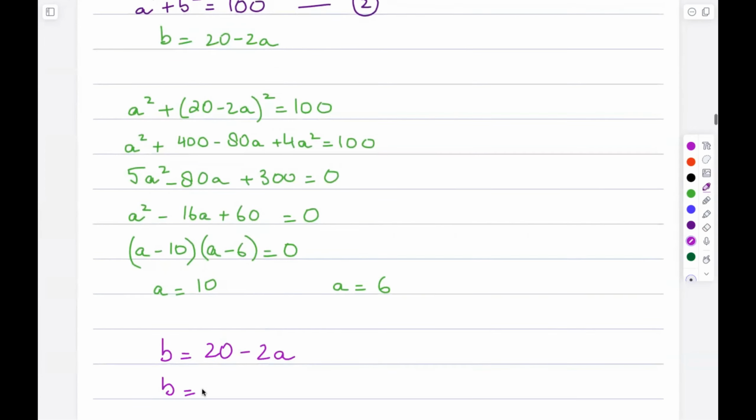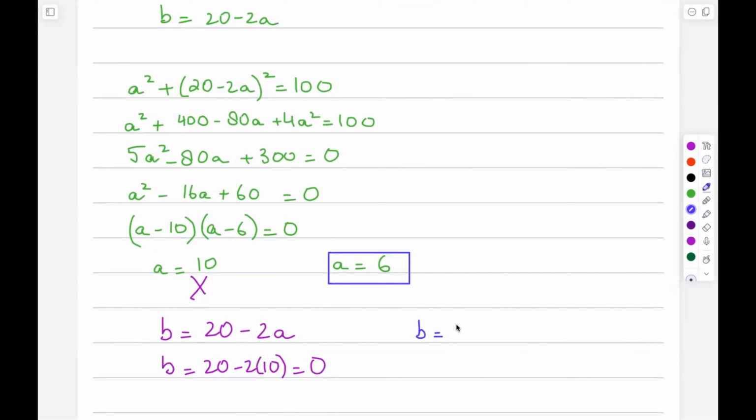Substituting a equals 10, this will become 2 minus 2 into 10, which equals 0. So we cannot take a equals 10. Instead, the only value of a that we can take is a equals 6. For finding b, b will be equal to 20 minus 2 into 6. So 20 minus 12 will be equal to 8. So a will be 6 and b will be positive 8.